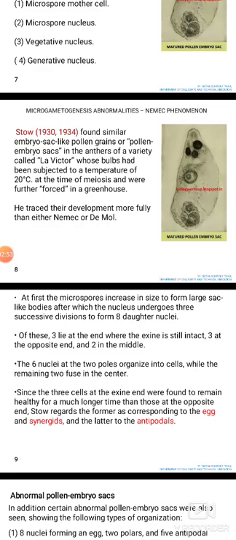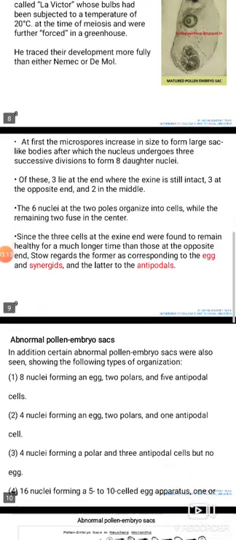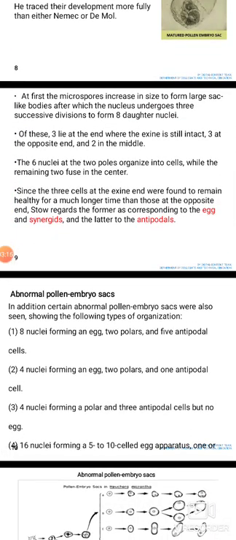center fuse. Since the 3 cells at the exine end were found to remain healthy for a much longer time than those at the opposite end, Stowe regards the former as corresponding to the egg and synergids and the latter to the antipodals. Abnormal pollen embryo sacs.